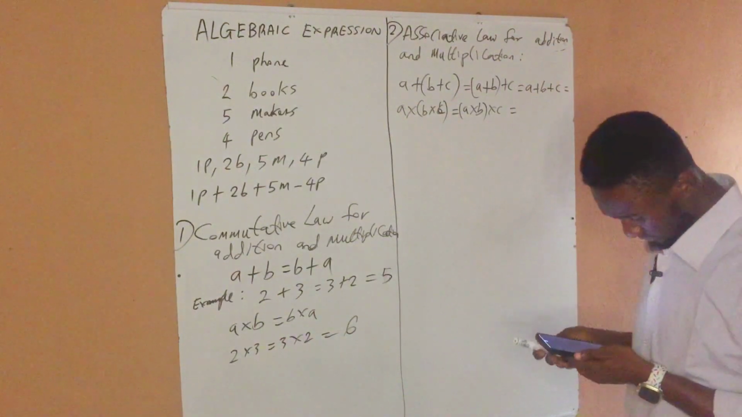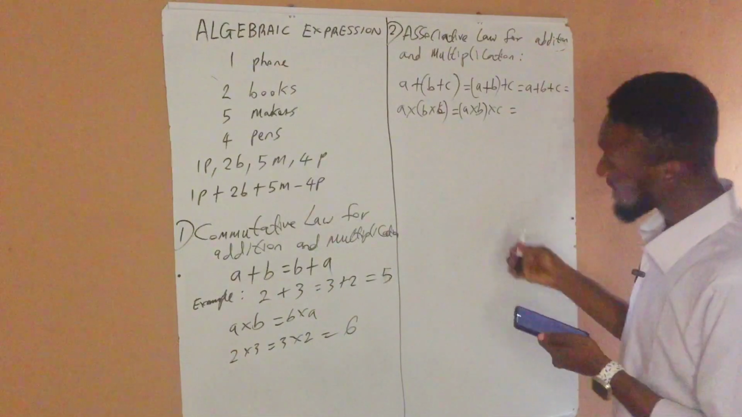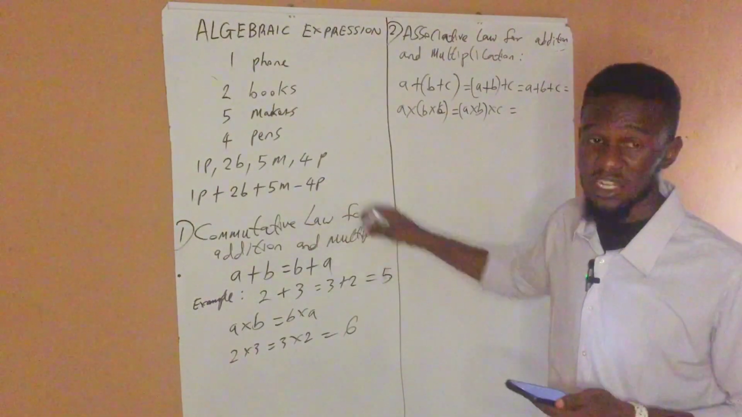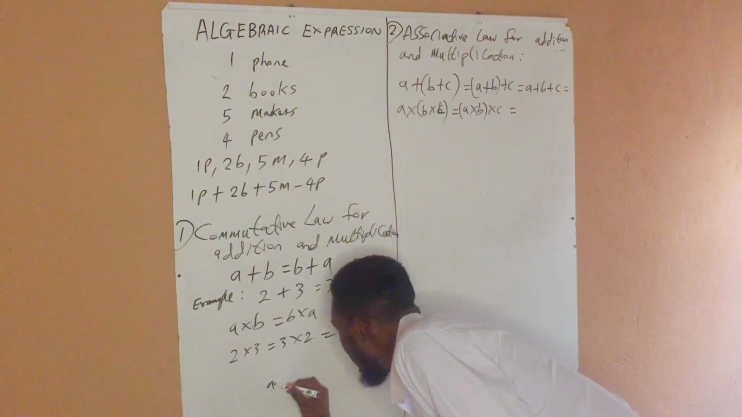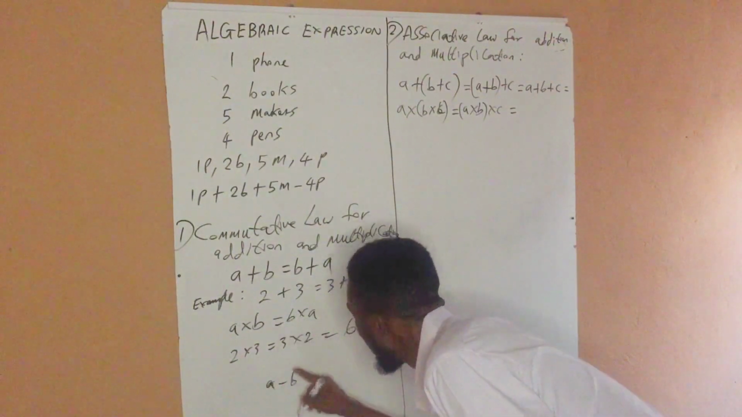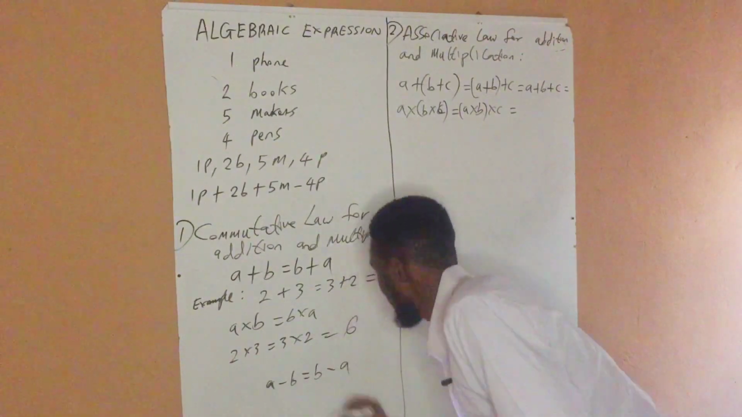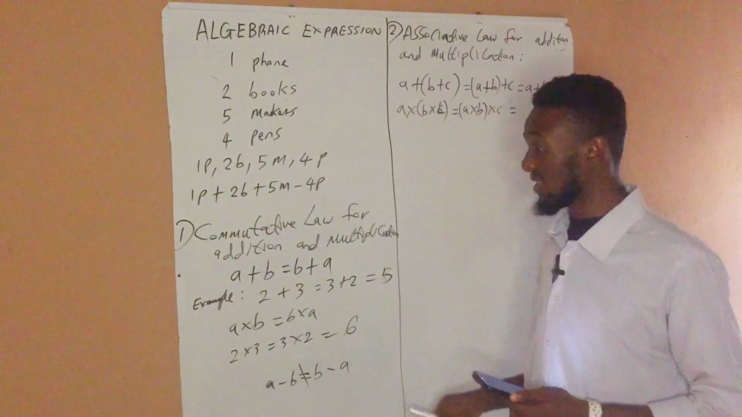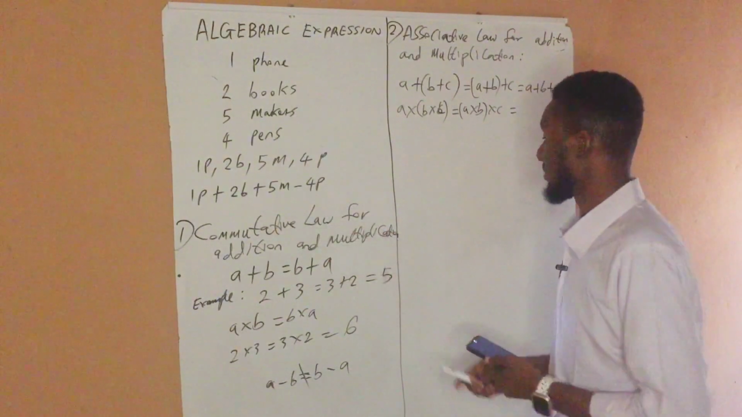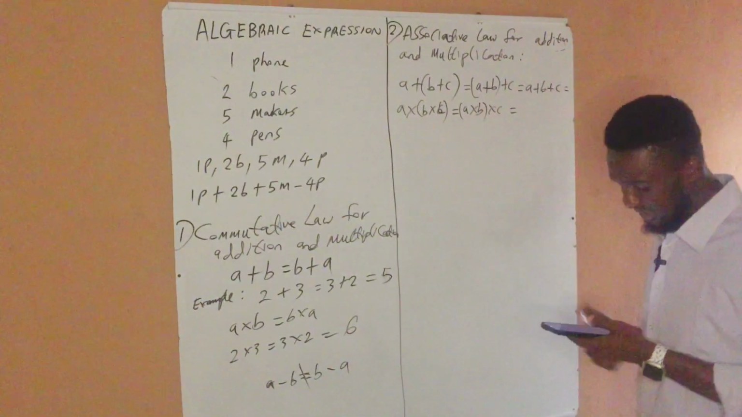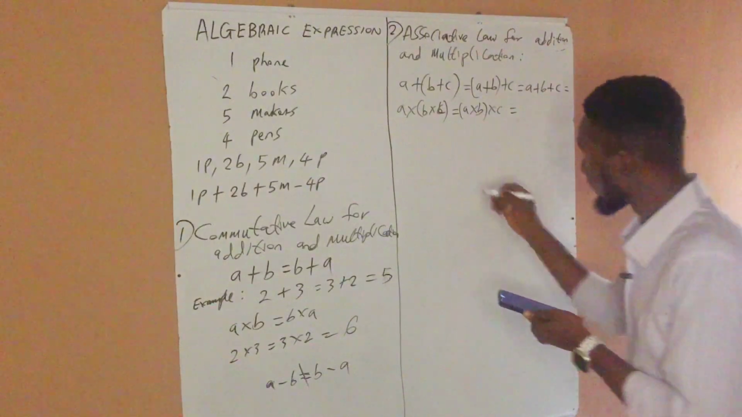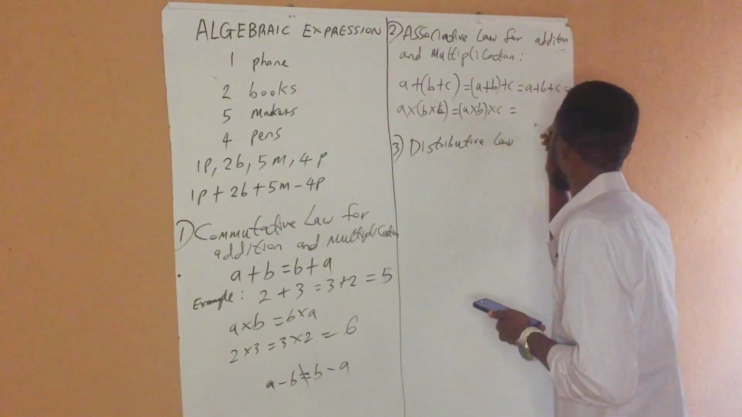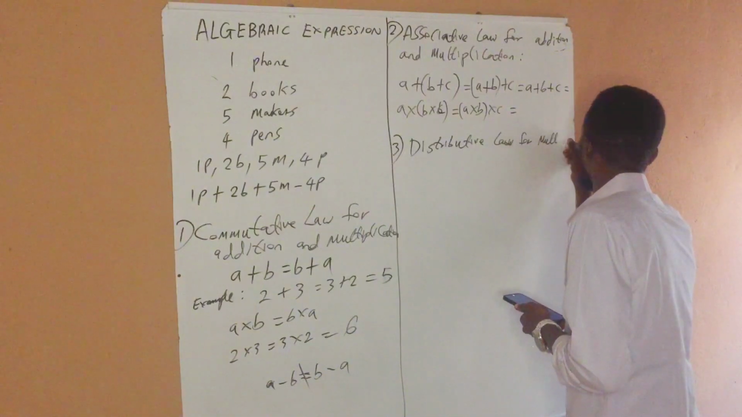Then we have the third law, distributive law for multiplication. And mind you, the earlier laws are only applicable for addition and multiplication. They are not applicable for subtraction, because a minus b is not the same thing as b minus a. It's not equal to b minus a. This is only applicable for addition and multiplication, and it's also not applicable for division. So the third law is distributive law for multiplication.